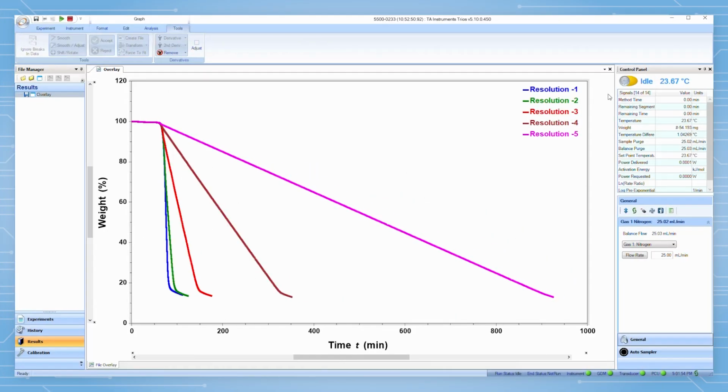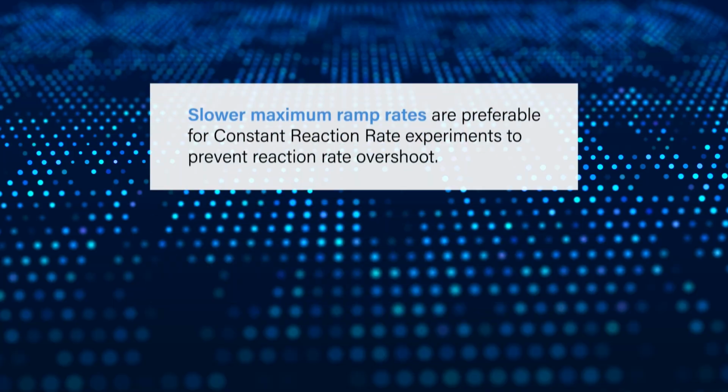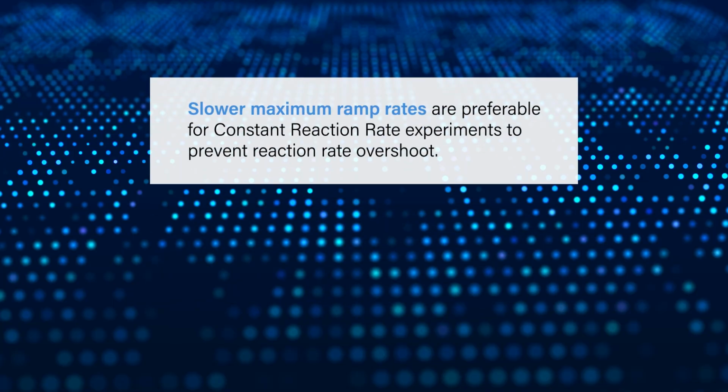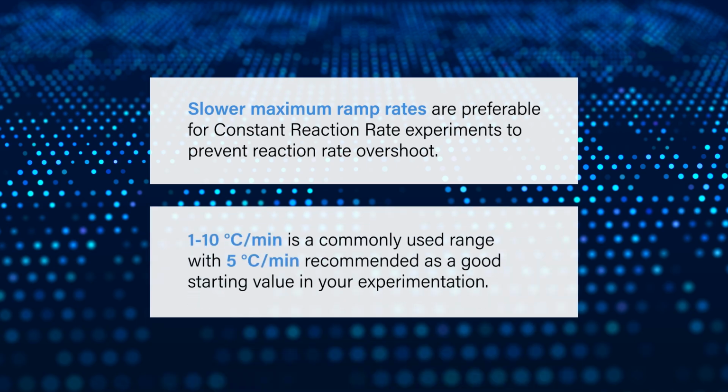Here we can see an example of the linearity of weight loss rate of a polymer sample being controlled with increasingly negative resolution settings. The more negative the resolution value, the slower the target weight loss rate. Constant reaction rate is preferred for any material where it is important to limit or control the rate of reaction. These may include energetics or other materials which undergo autocatalyzing reactions. Slower maximum ramp rates are preferable for constant reaction rate experiments to prevent reaction rate overshoot. 1 to 10 degrees Celsius per minute is a commonly used range, with 5 degrees Celsius per minute recommended as a good starting value in your experimentation.